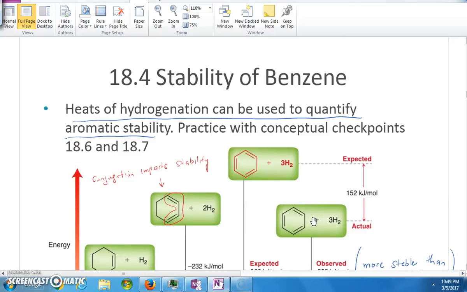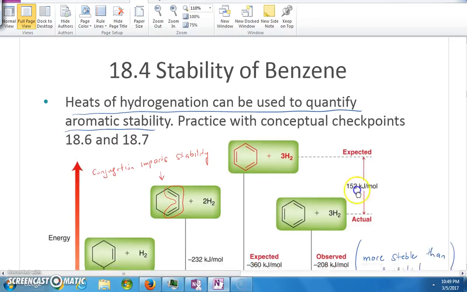What I just need to tell you is that the stability of benzene is shown by looking at the heat of hydrogenation. If you look at the heat of hydrogenation, you'll be able to tell that benzene is actually more stable than we expect.